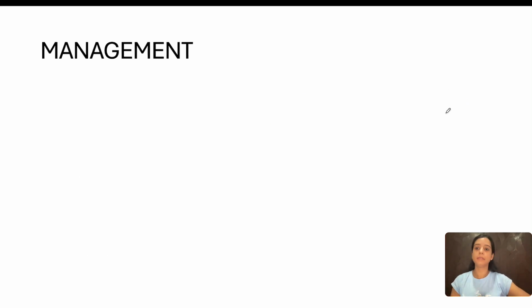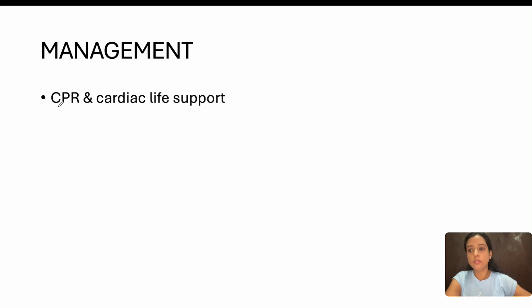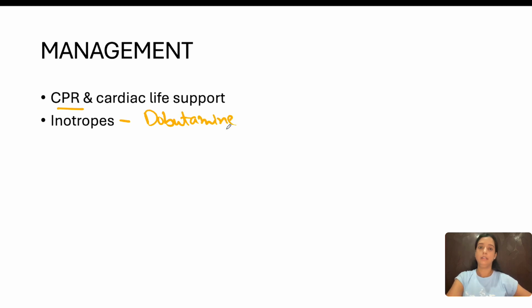How are you going to treat? As such, you have to do everything in a very rapid fashion. It's an emergency condition. You can immediately lose the baby. So management is basically CPR. You have to give cardiac and respiratory support. Inotropes. So you have to give inotropes because the heart is not able to contract. There is contraction failure. The heart is not able to pump the blood. So you will start with inotropes. Also, for hypotension, you will need to give some vasopressors.